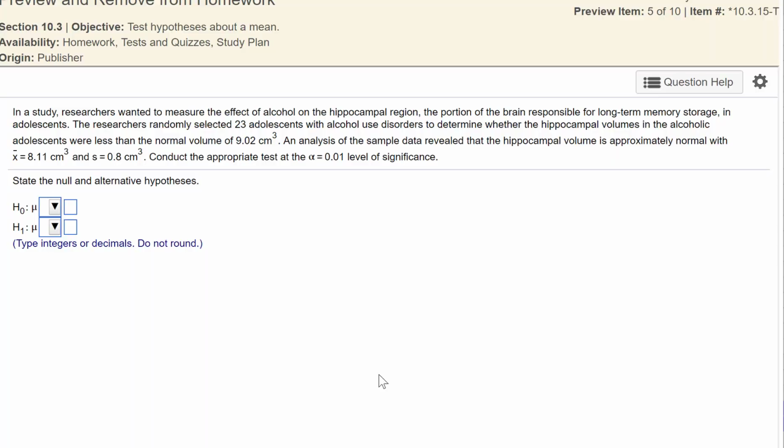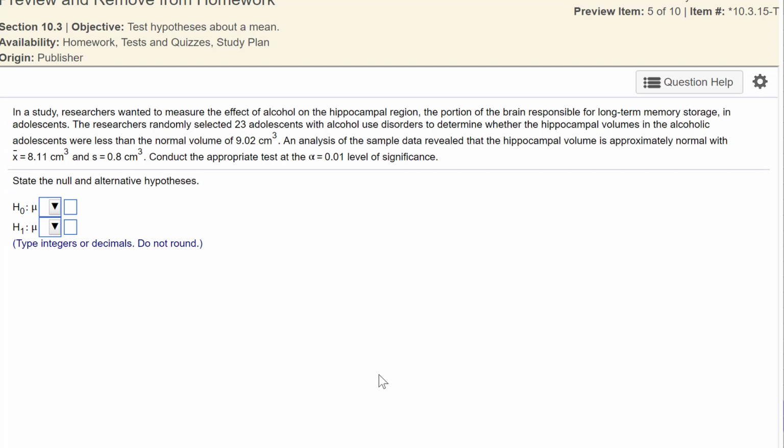In a study, researchers wanted to measure the effect of alcohol on the hippocampal region, the portion of the brain responsible for long-term memory storage in adolescents. The researchers randomly selected 23 adolescents with alcohol use disorders to determine whether the hippocampal volume in alcoholic adolescents was less than the normal volume of 9.02 centimeters cubed.